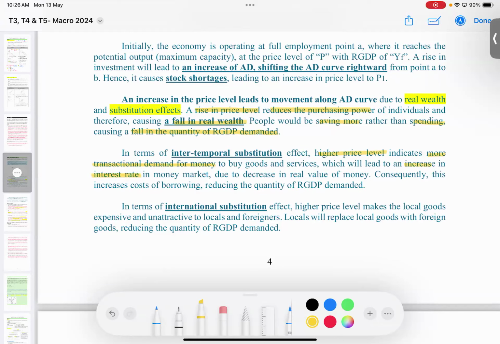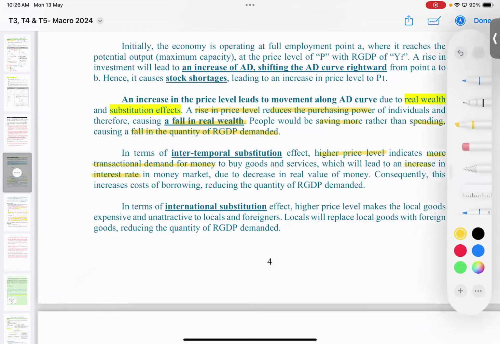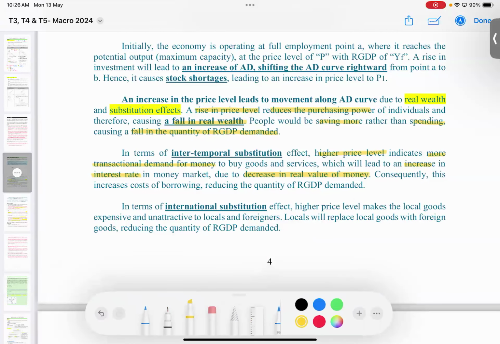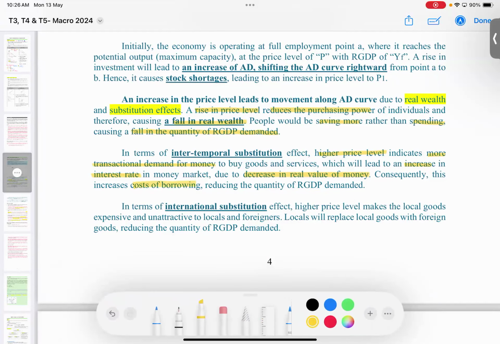The interest rate increases because of the fall in the real value of money. The real value of money has fallen, so you need to use more money to buy goods and services. At the end, this increases the cost of borrowing, which reduces the quantity of real GDP demanded. This is how you put it into sentences.